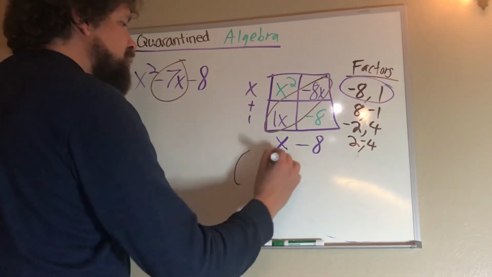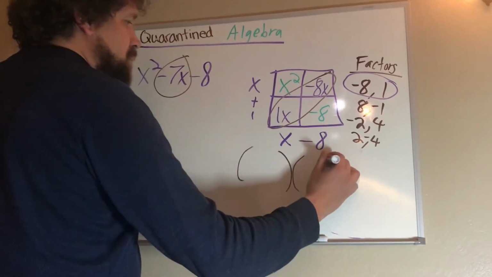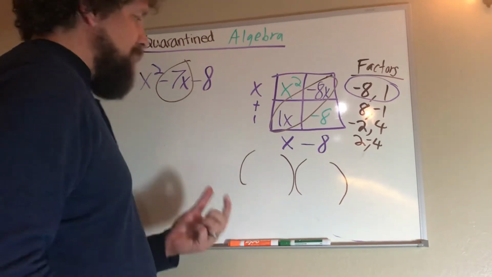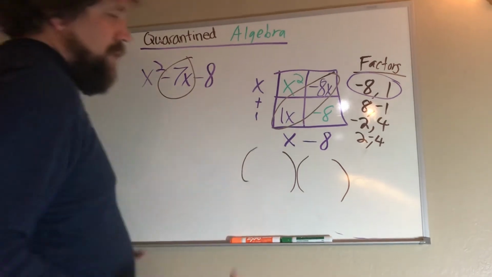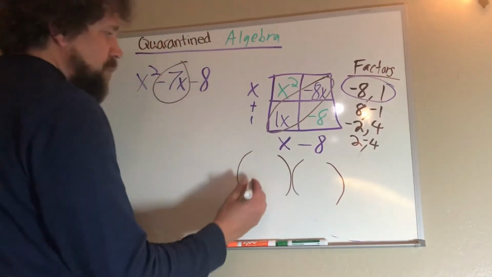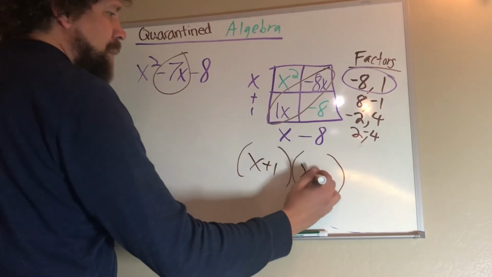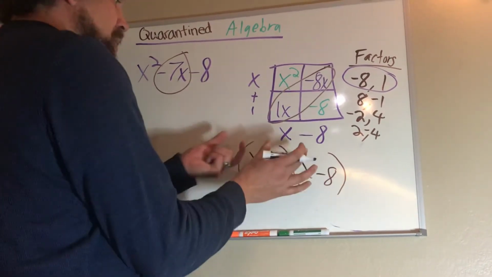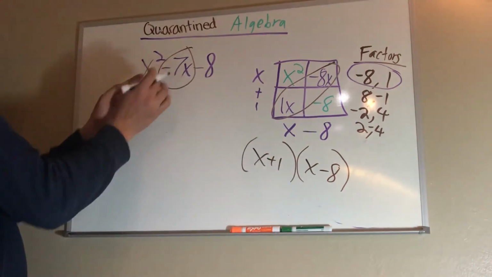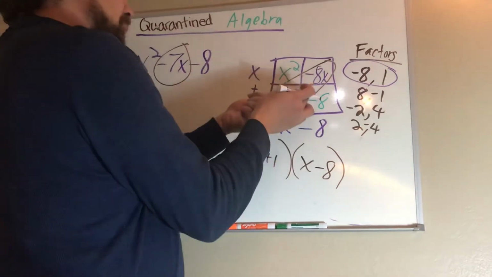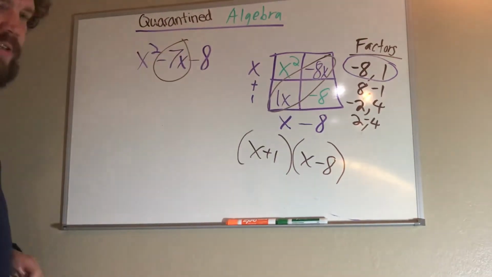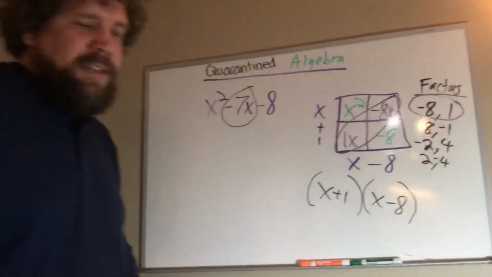I was factoring. Think of factors as some things that are multiplying together to make something else. Parentheses shows two things getting multiplied together. X plus 1, x minus 8. You could FOIL these together to see that we get this, or do the box method to see that we get this. We already did the box method, so that's nice.